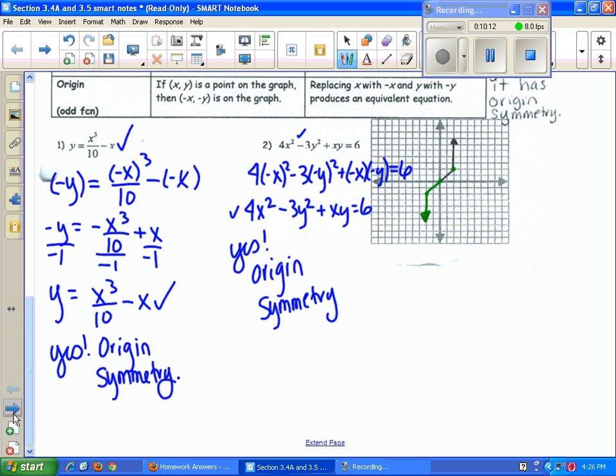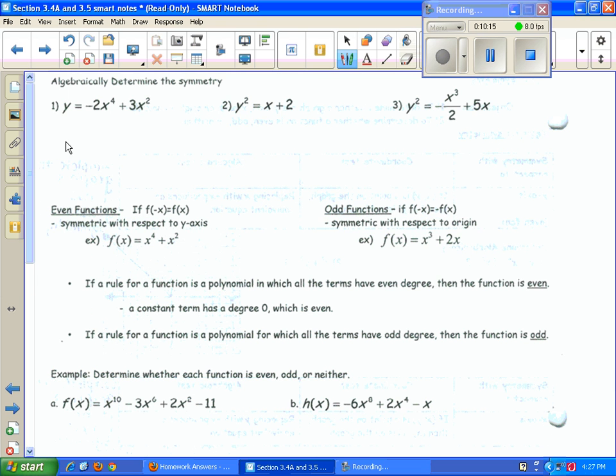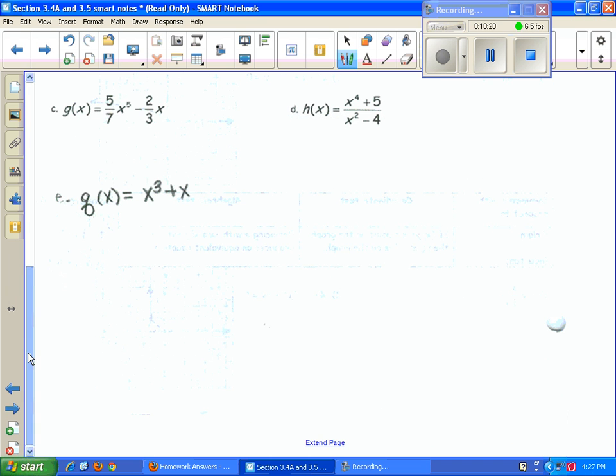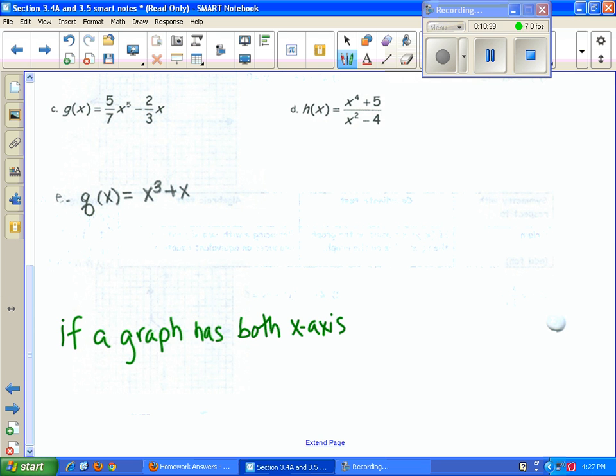So let's go ahead and look at the next page, or your back page. And for this side, I'm going to write a little note at the bottom here. And you can write this at the top of your paper: if a graph has both x-axis and y-axis symmetry, then it also has origin symmetry.